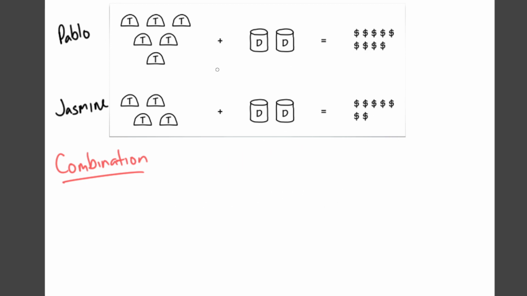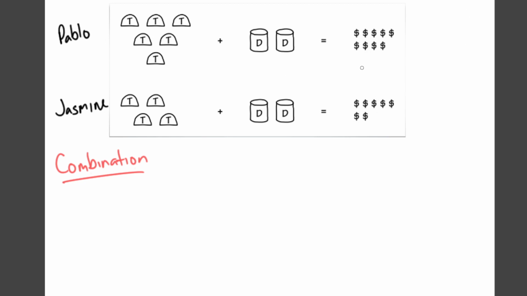The problem the book gives us is that there are two people going to a taco truck and ordering meals for themselves and their sibling. So we have Pablo, who buys 6 tacos and 2 drinks, and he's charged $9 total. So he has 6 tacos, 2 drinks, and $9. Jasmine purchases 4 tacos and 2 drinks, and that's equal to $7.